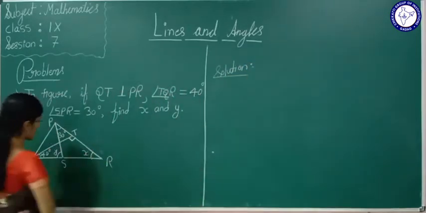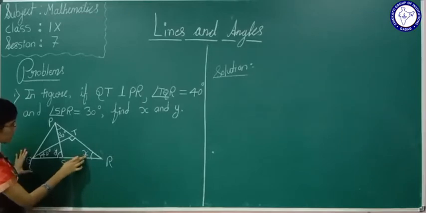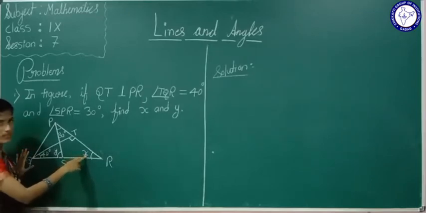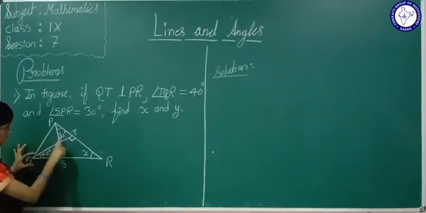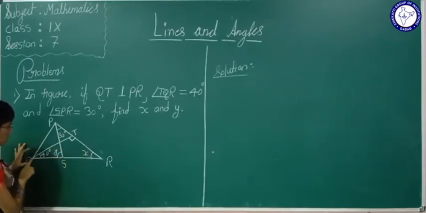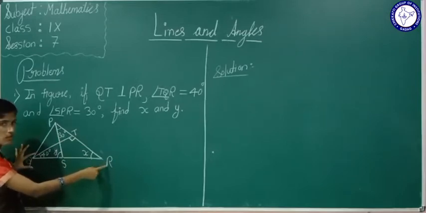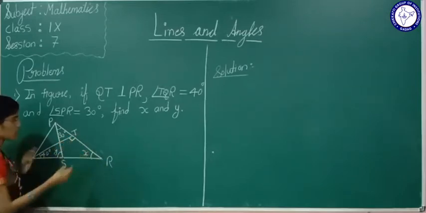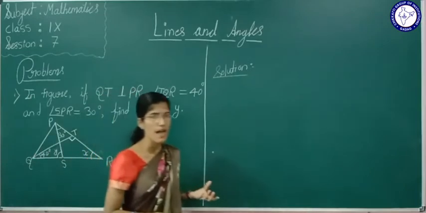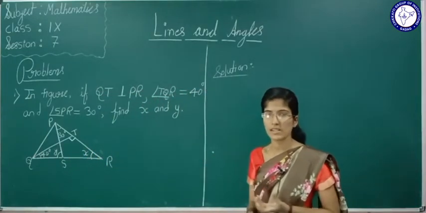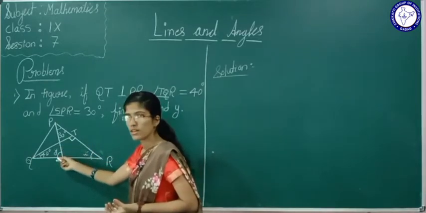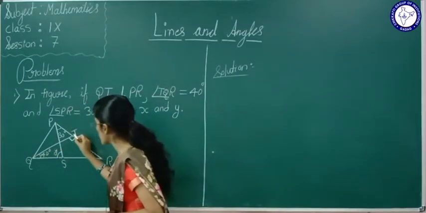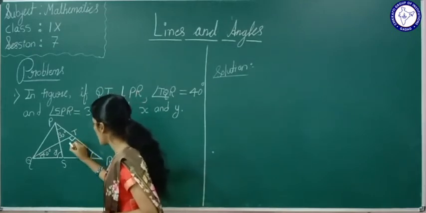Now see here, students, we have to find out the value of x and y. In triangle QTR, we can use the angle sum property of a triangle, that is, the sum of the angles of a triangle is 180 degrees. Now QT is perpendicular to PR, which means angle T is 90 degrees.